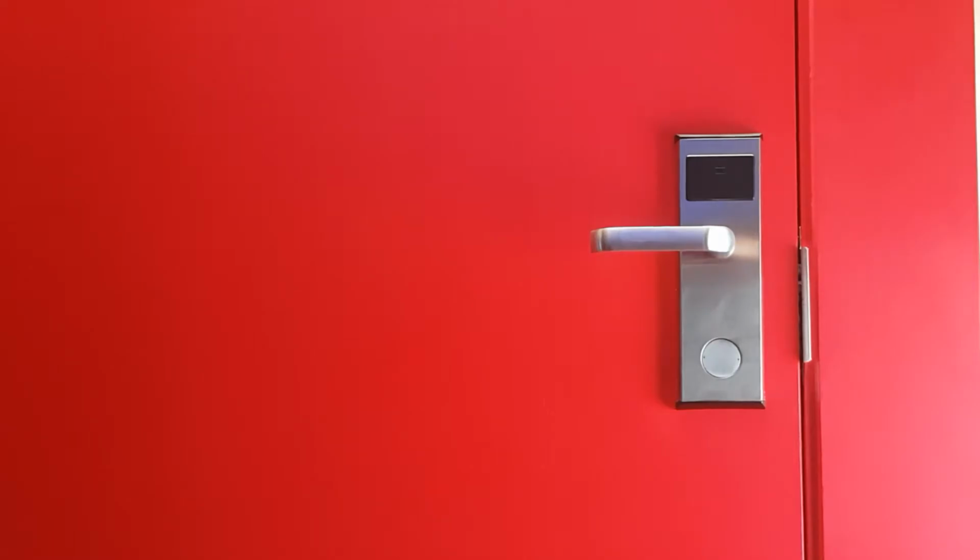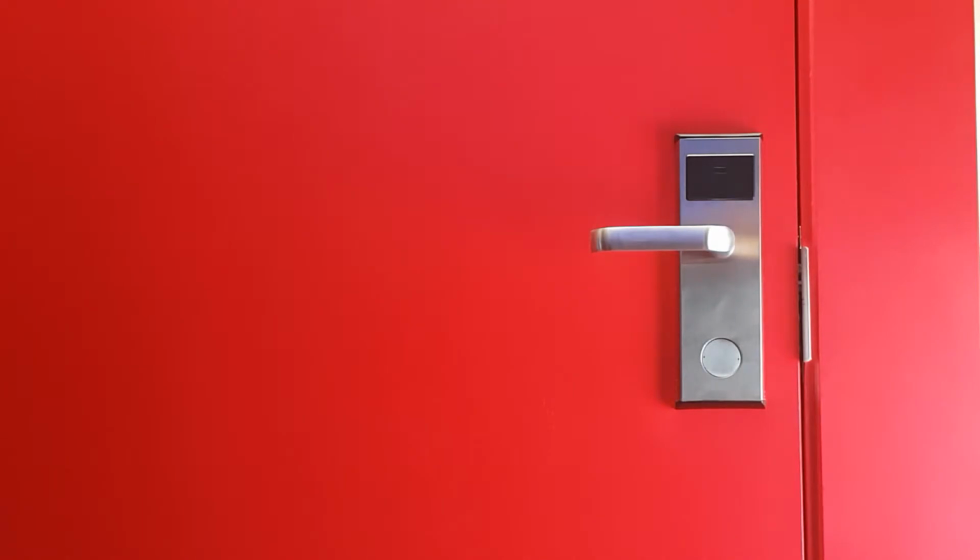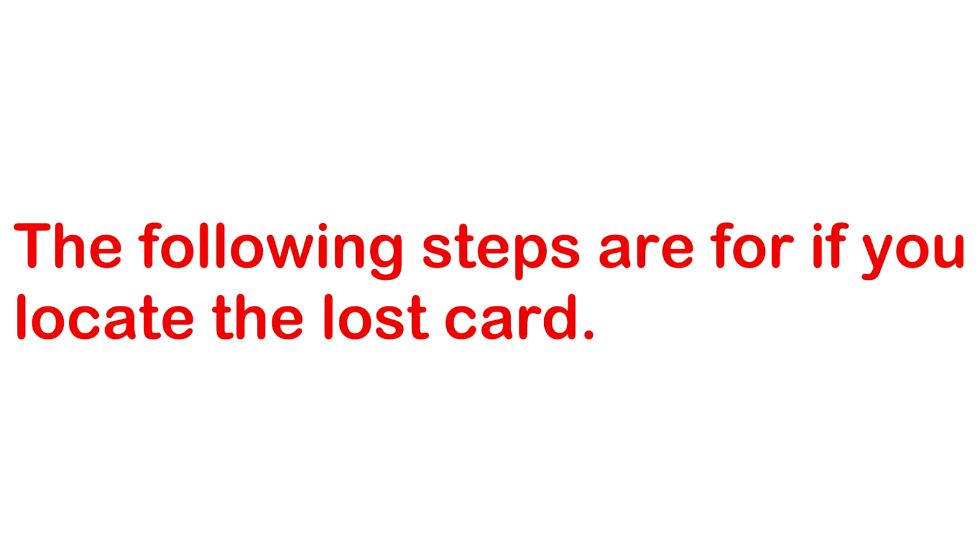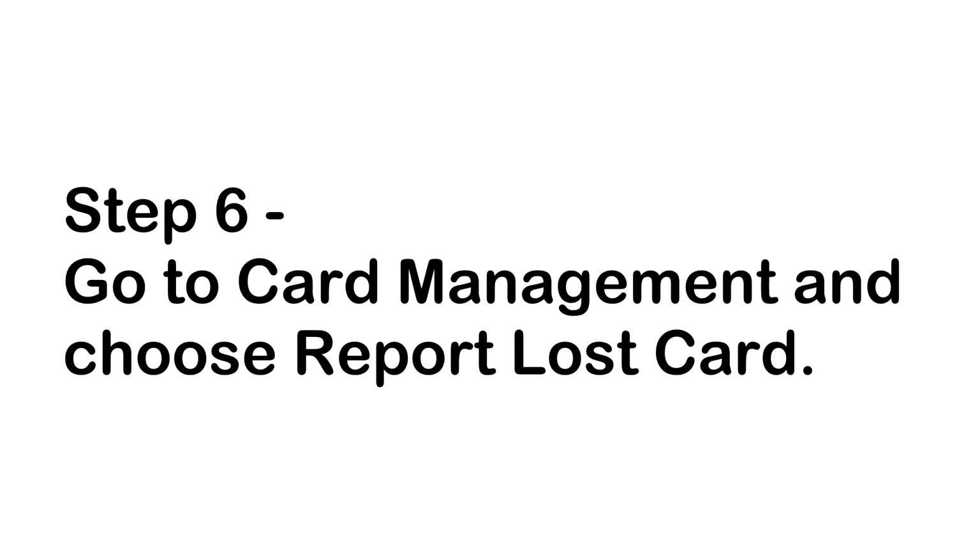Next, go to the door and present your authorization card, followed by your report loss card. You will need to perform this step on all locks on the premises. The following steps are for if you locate the lost card and wish to put it back into circulation.